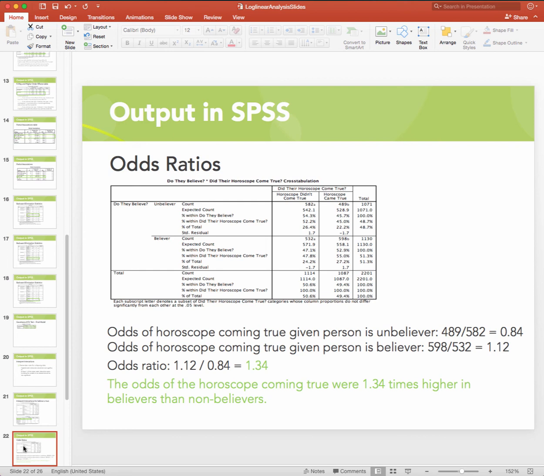So 1.12 divided by 0.84. We get an odds ratio of 1.38. So the odds of the horoscope coming true were 1.34 times higher in believers than in non-believers.